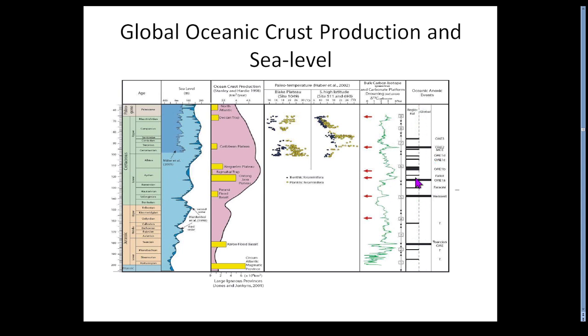And also, these are ocean anoxic events. This is what happens when you have too much CO2 in the ocean, and it becomes kind of stagnant, and life just doesn't do very well. But they're not really important to our talk right now. This is just, I wanted to show another relation to sea levels and crust production.